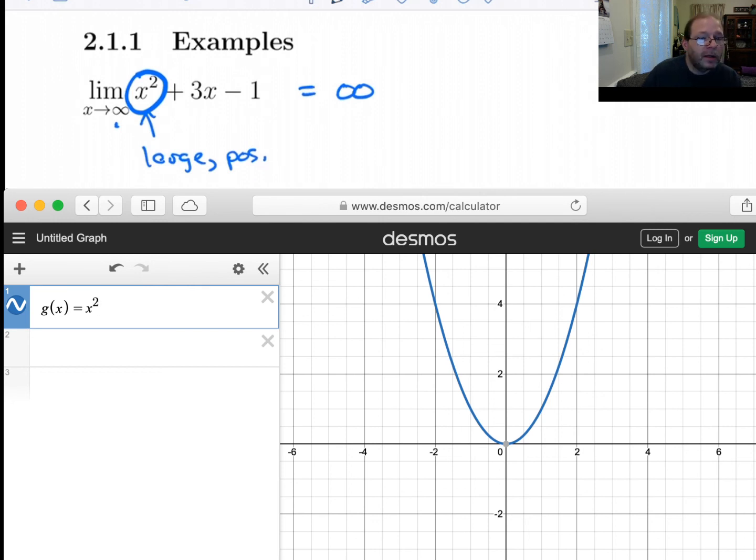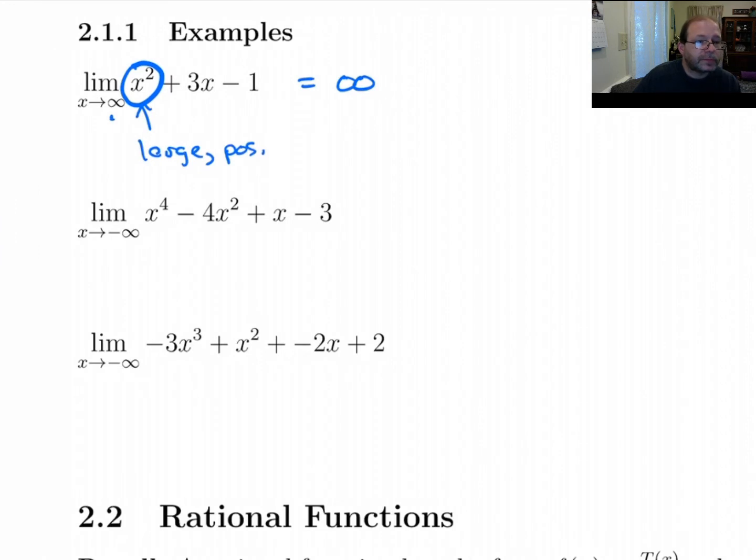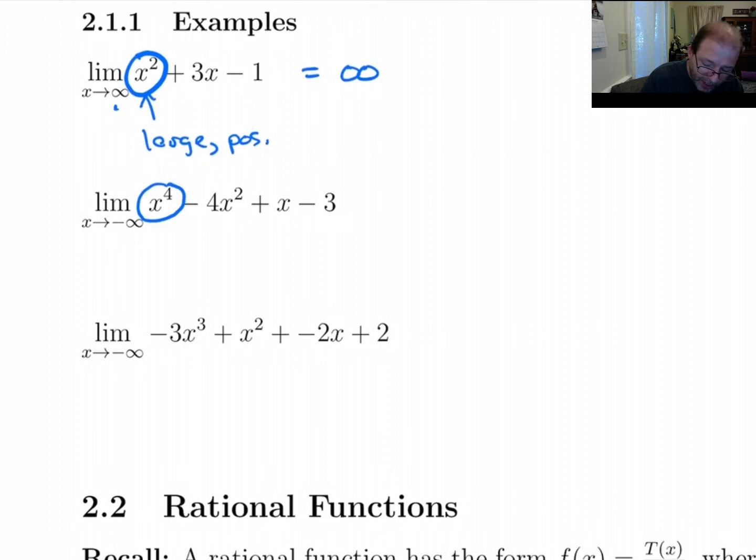All right, the next one. As x goes to negative infinity, again, we only have to look at the leading term here. When x goes to negative infinity and we've got x to the fourth, think of that as being a negative large number raised to the fourth power. Well, you've got 4 of these multiplied together, so that's going to make it a positive large number. So this is going to be positive infinity.